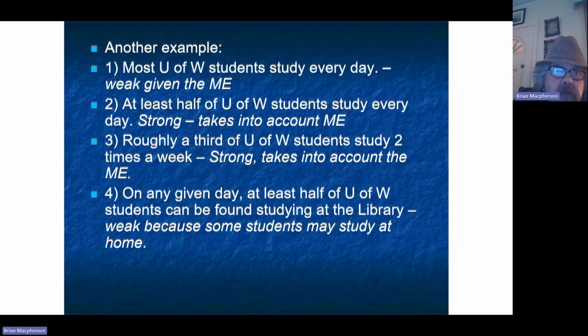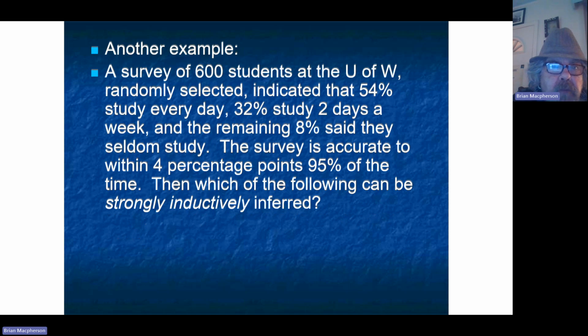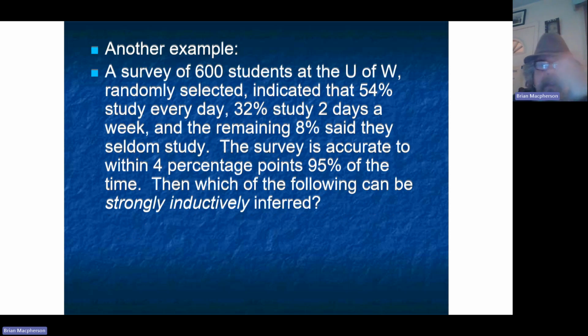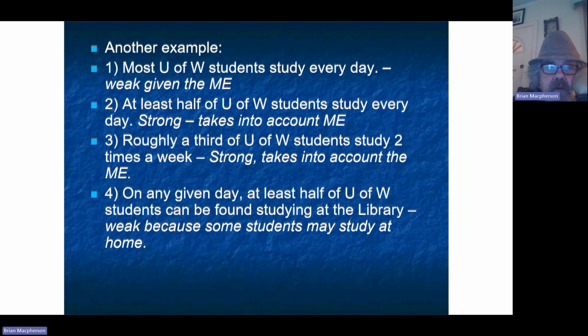Okay, again, we're assuming that they're telling me the truth, right? Otherwise none of these would be strong. First of all, look at number 1. Most U of W students study every day. No, it's weak because of the margin of error. If it's plus or minus 4%, then for all I know, only 50% study every day, and 50% is not most, right? So that is weak given the margin of error.